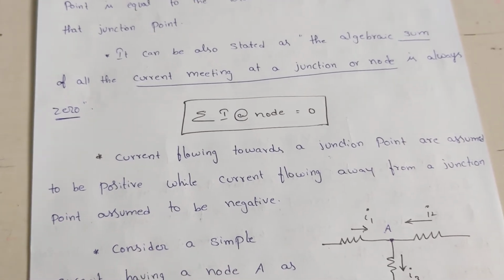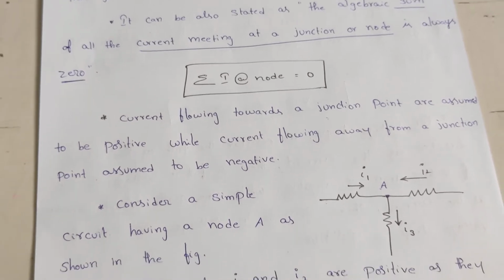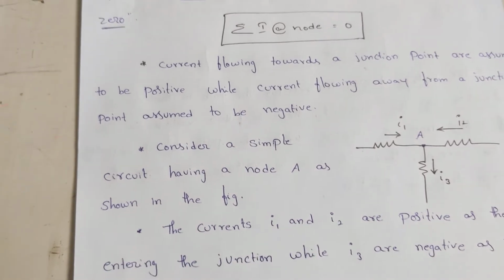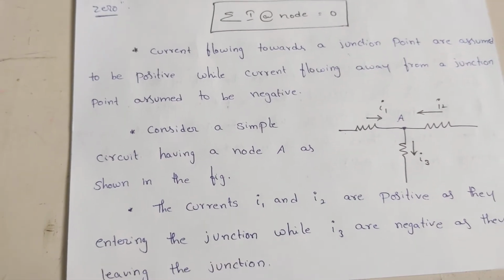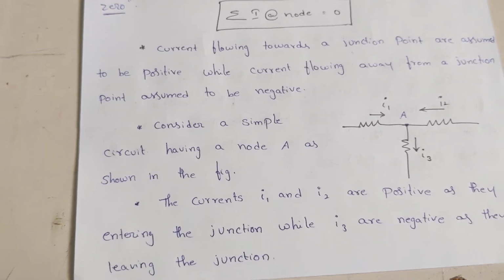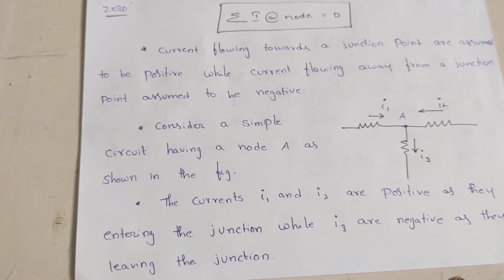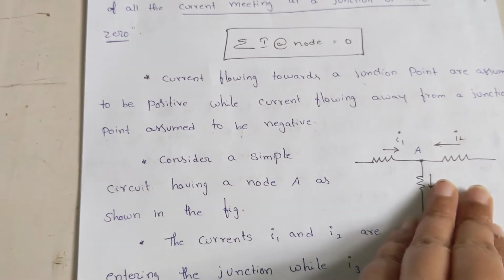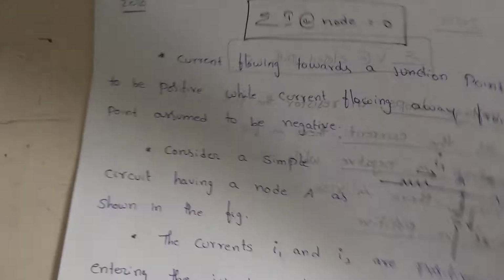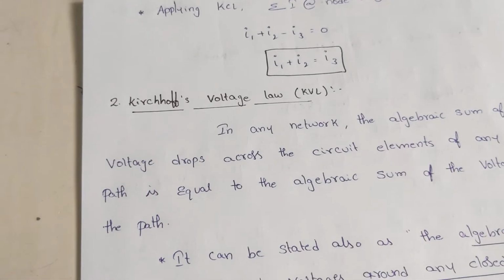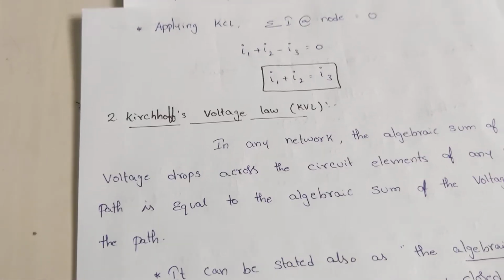To explain this, I considered a simple circuit and provided the notations here, showing which are the positives and which are the negatives. Here the currents I1 and I2 are towards the junction, so they are considered positive, while I3 is the leaving current, so I am considering it negative. The same thing I provided here, and with this the incoming current is equal to the leaving current.